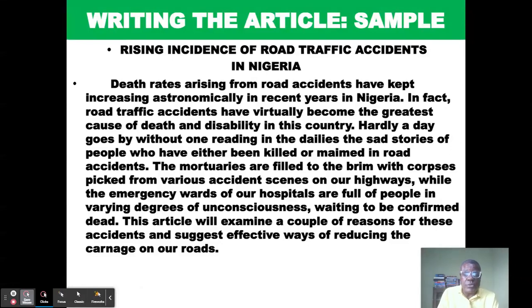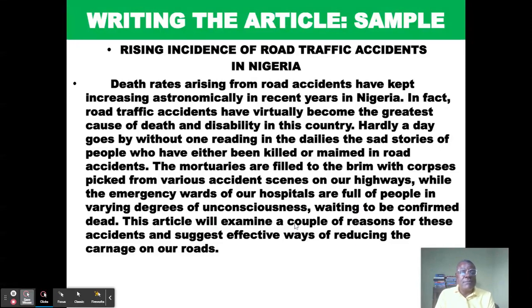Well, let's just go through it, not to waste some time. Okay, so hardly a day goes by without one reading in the dailies the sad stories of people who have either been killed or maimed in road accidents. The mortuaries are filled to the brim with corpses picked from various accident scenes on our highways, while the emergency wards of our hospitals are full of people in varying degrees of unconsciousness waiting to be confirmed dead.